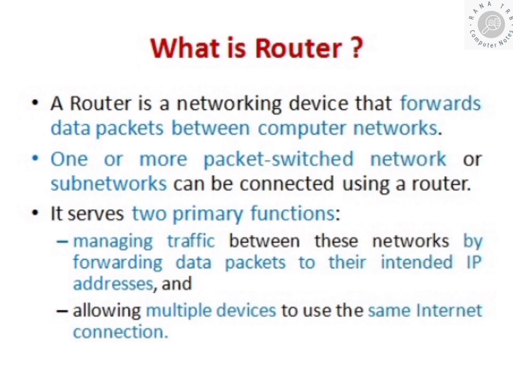Here, one or more packet-switched networks or subnetworks can be connected using a router. This router has two main primary functions. First, it manages the traffic between the networks by forwarding the data packets to their intended IP address, and it allows multiple devices to use the same network connection.